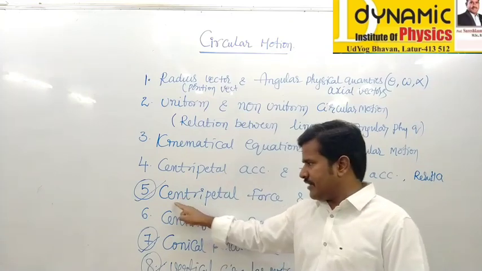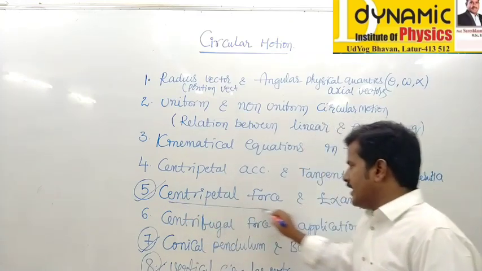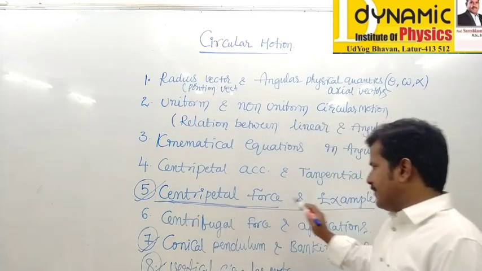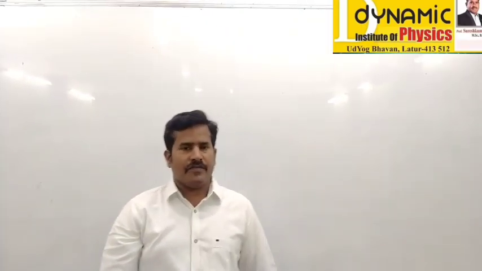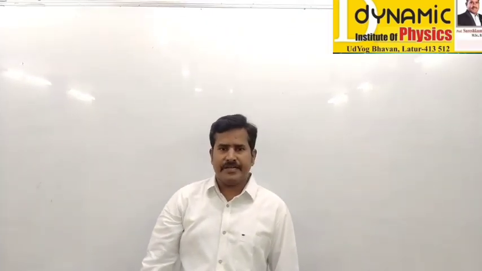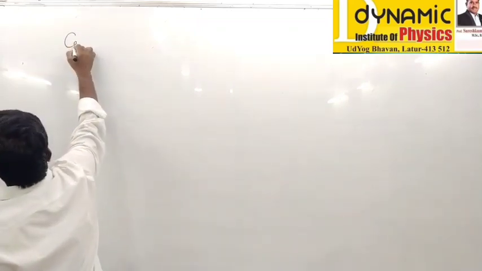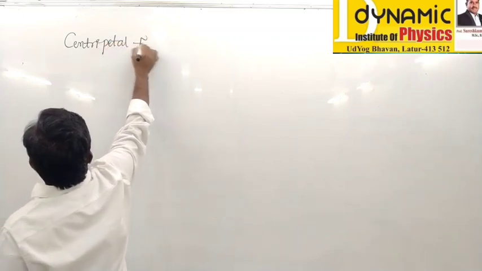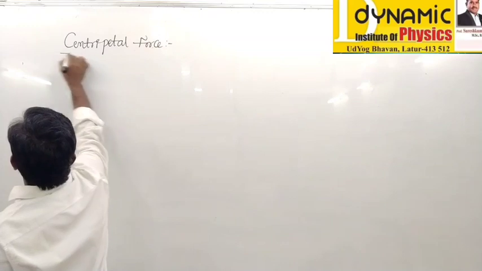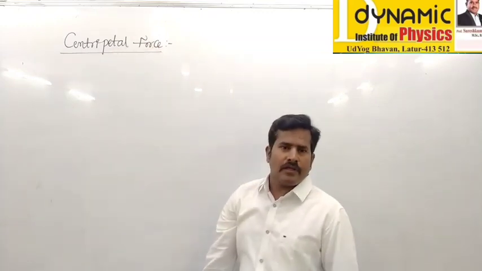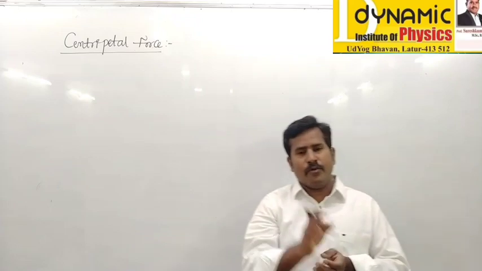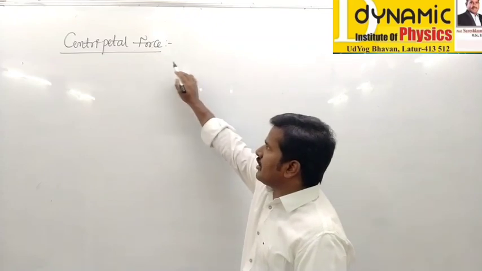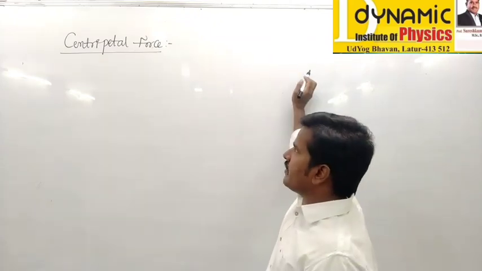So the first one is centripetal force and examples. Today we will continue the concept of centripetal force and examples. This is a concept of circular motion. What is centripetal force? The force which provides the circular motion is called centripetal force.